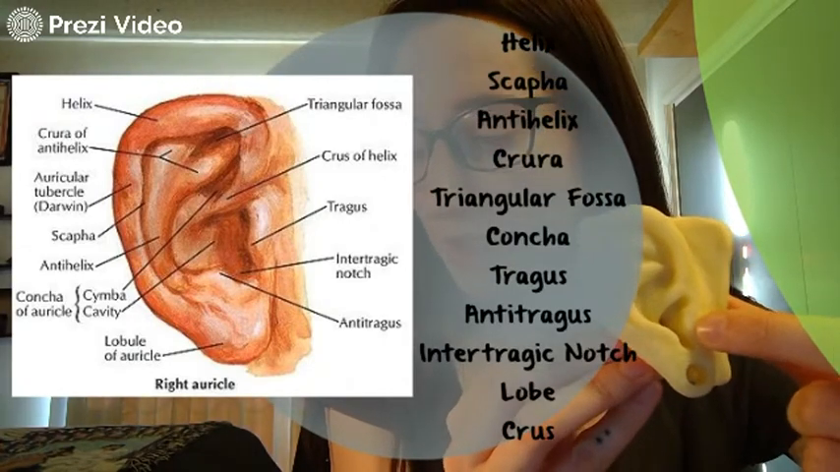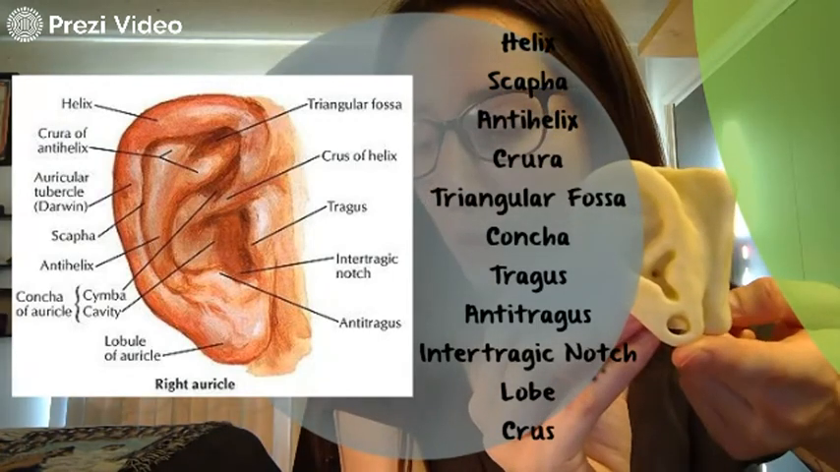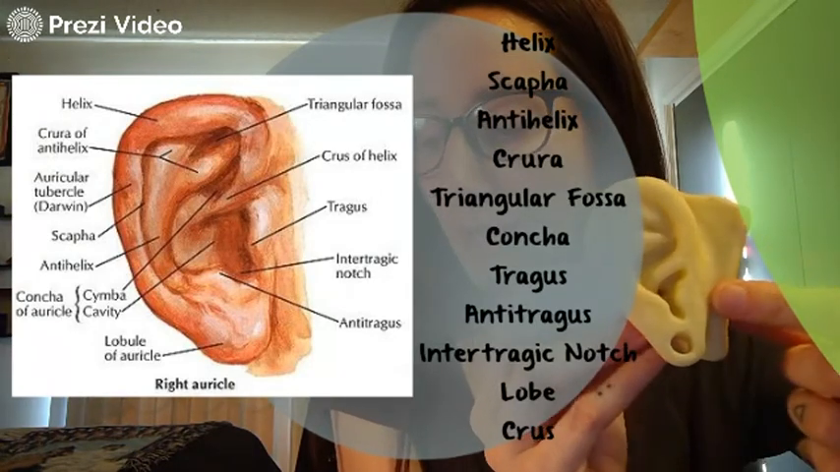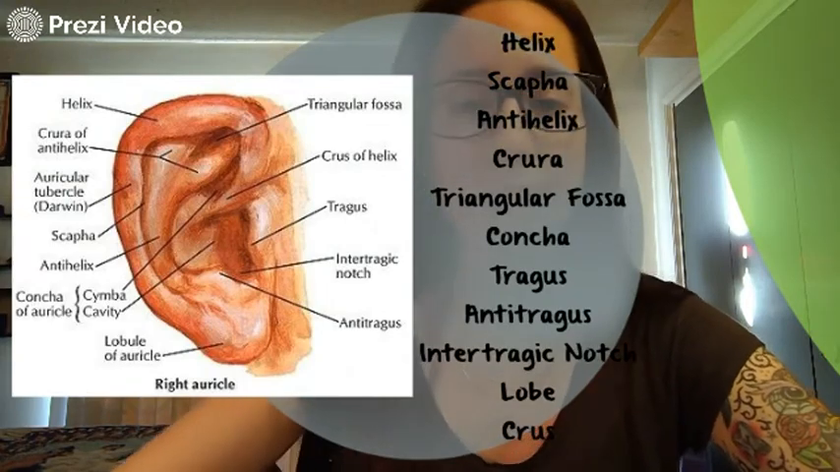The lobe, of course, is the inferior fatty 1/3 of the ear. This one happens to have a very large hole. It's the most inferior part and attaches to the cheek. And last is the crus, the origin of the helix that is flattened and ends at the concha.